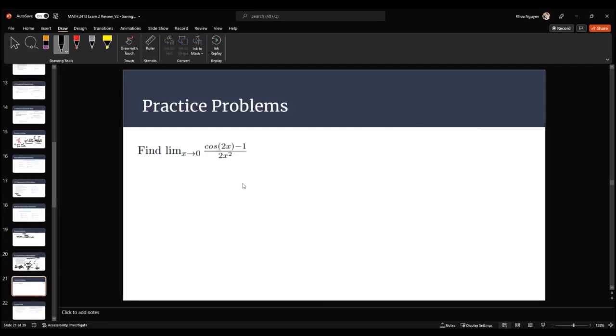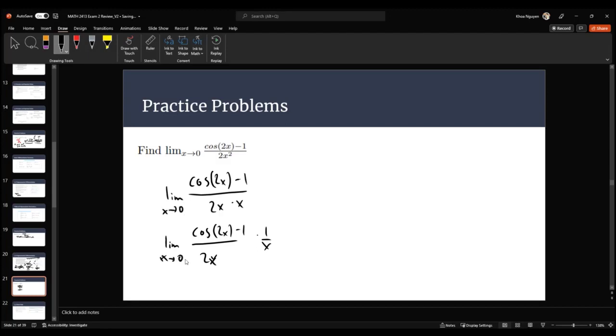So this is an example. It might look like at first you want to do cosine of 2x minus 1, and you might notice that 2x squared is like 2x times x. So you could move that and say, okay, you have cosine of 2x minus 1 over 2x, times 1 over x. But the thing about this is that your limit is going to 0. So it makes it a little bit tricky, because this guy goes to 0, that's true, but also this denominator goes to 0, which means that the whole thing goes to infinity.